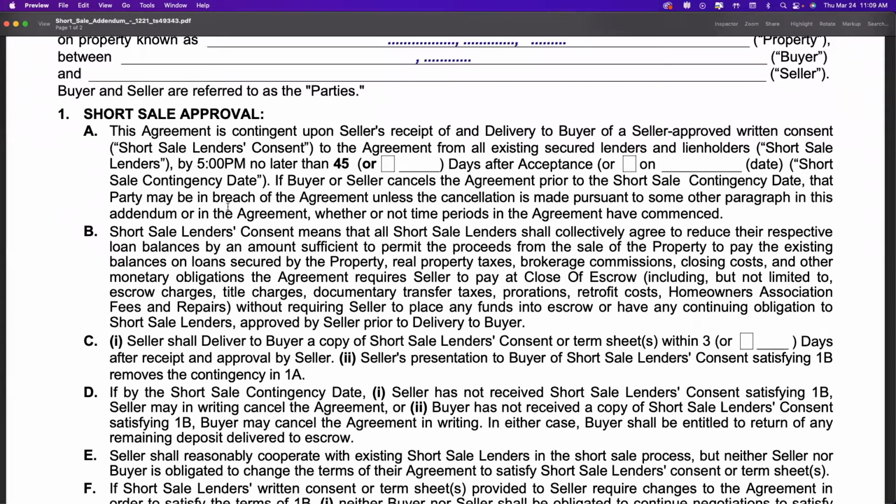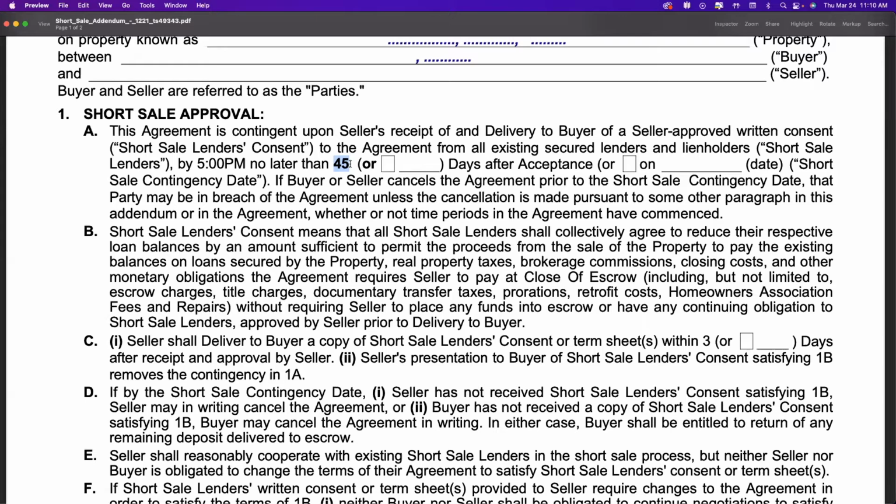By default, it gives the seller 45 days after acceptance. Now we can change that to whatever we want to. It gives the seller 45 days after acceptance to get the approval from whichever lenders or lien holders they have to get it from. And then it says, okay, buyer, if they don't have it in the 45 days, I'm not stuck. At day 45, I can send the seller a notice to perform, to say, hey, show me the proof of the consent from the lenders. And if they don't do it, my buyer can walk so that we're not stuck in an escrow forever.